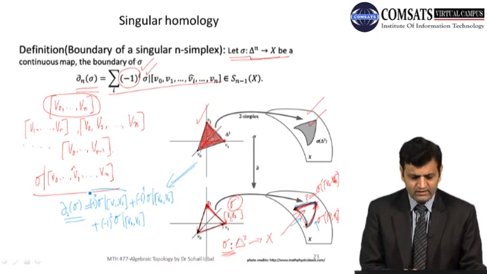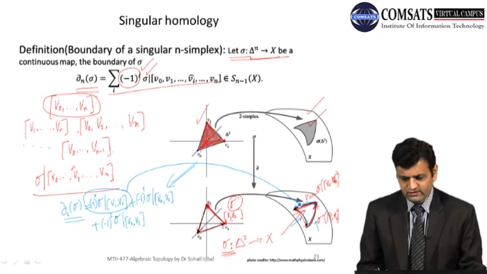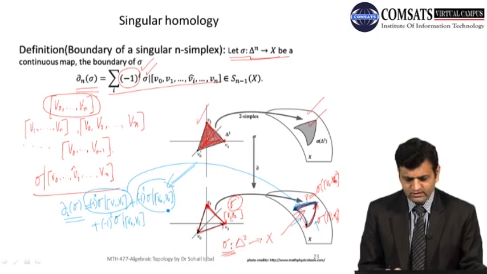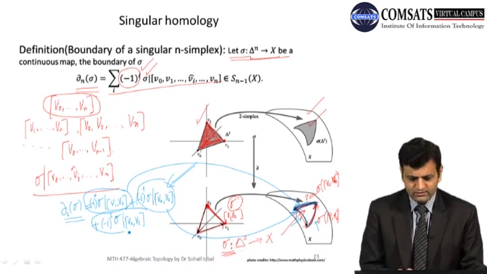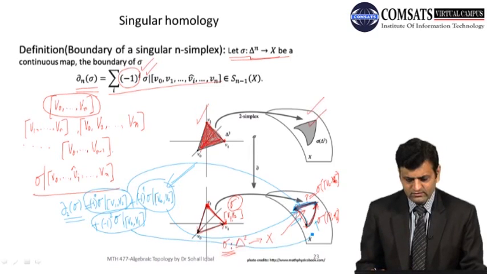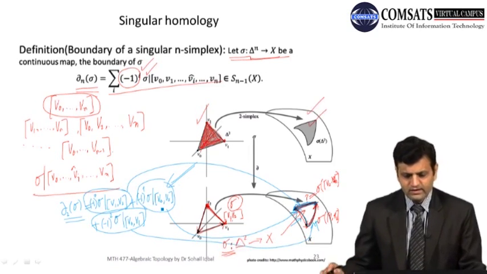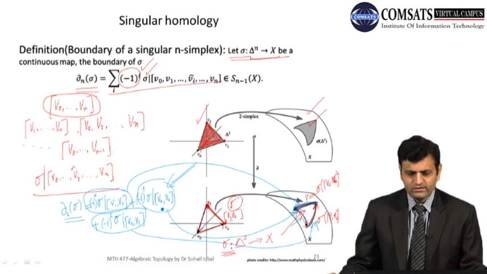And what is this element? This element is basically this side. And what is this element? This element is basically this side. And what is this third element? This third element v naught v1 is basically this side. Okay, so that's how we define the boundary of a singular n simplex.